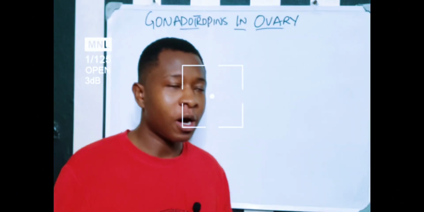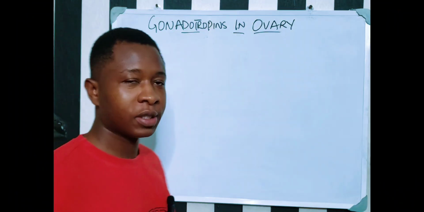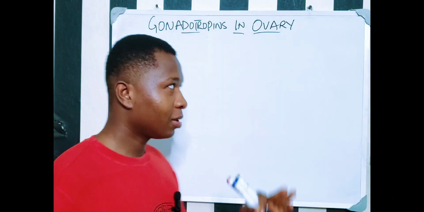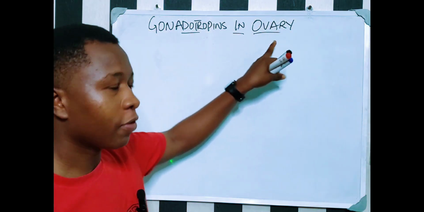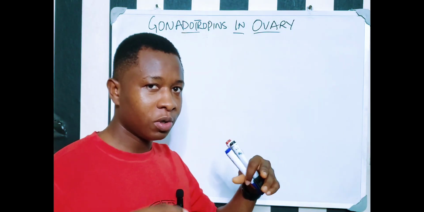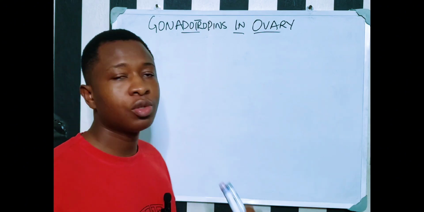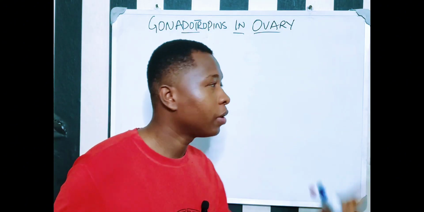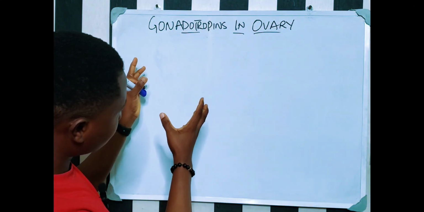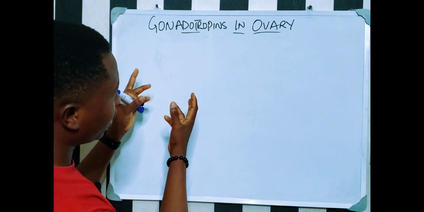In this video, I'll be talking about gonadotropins, more specifically, the gonadotropins in the ovary. So we're going to be looking at what the gonadotropin does when it gets to the ovary. So let's look at the name gonadotropin.